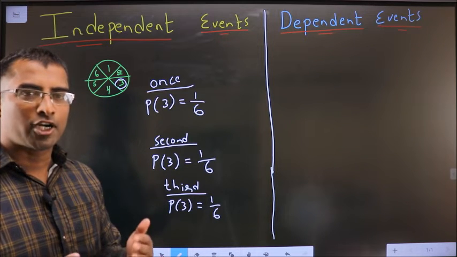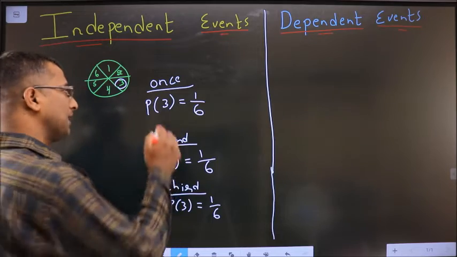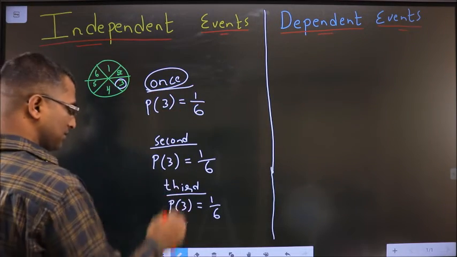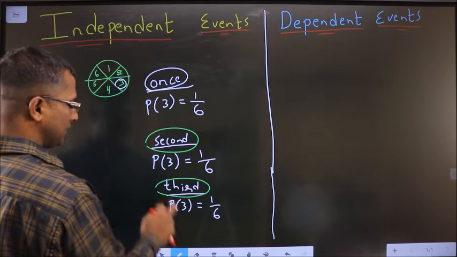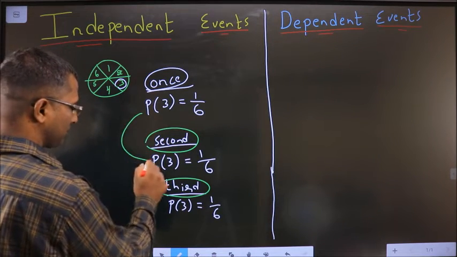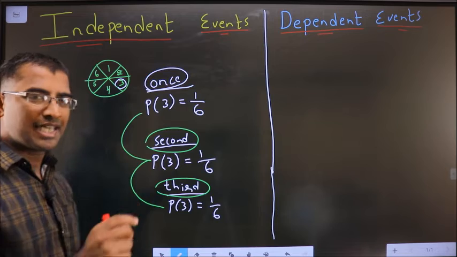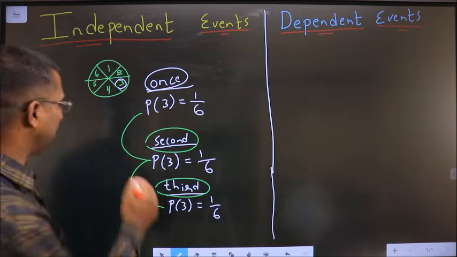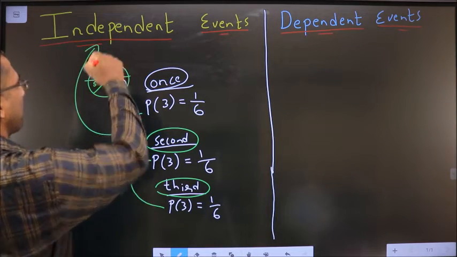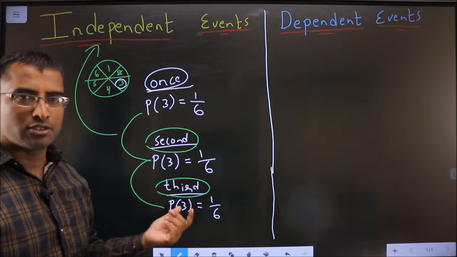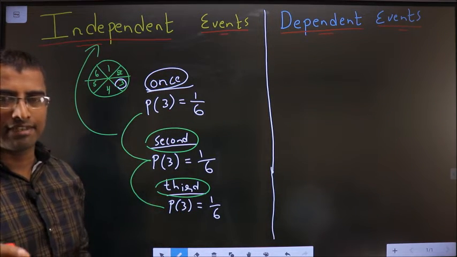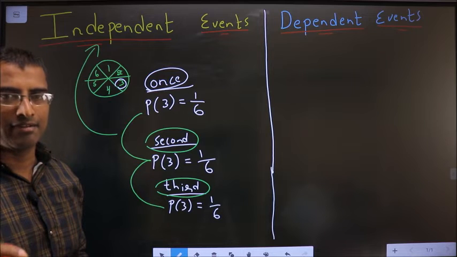Clear? What I mean to say is, how many ever times you are spinning the spinner, the probability is not going to change. Such events are called independent events. How many ever times you are repeating the event, probability is not going to change. Such events are called independent events.